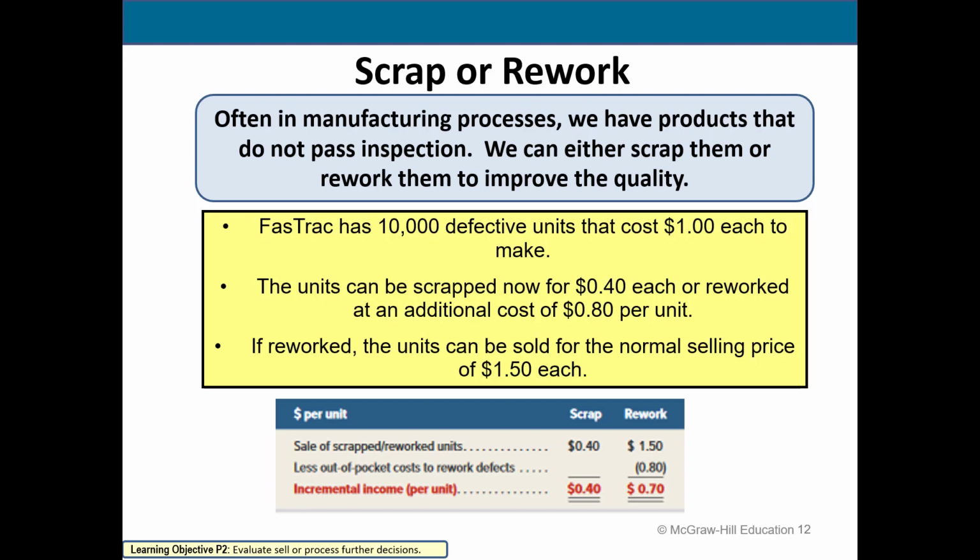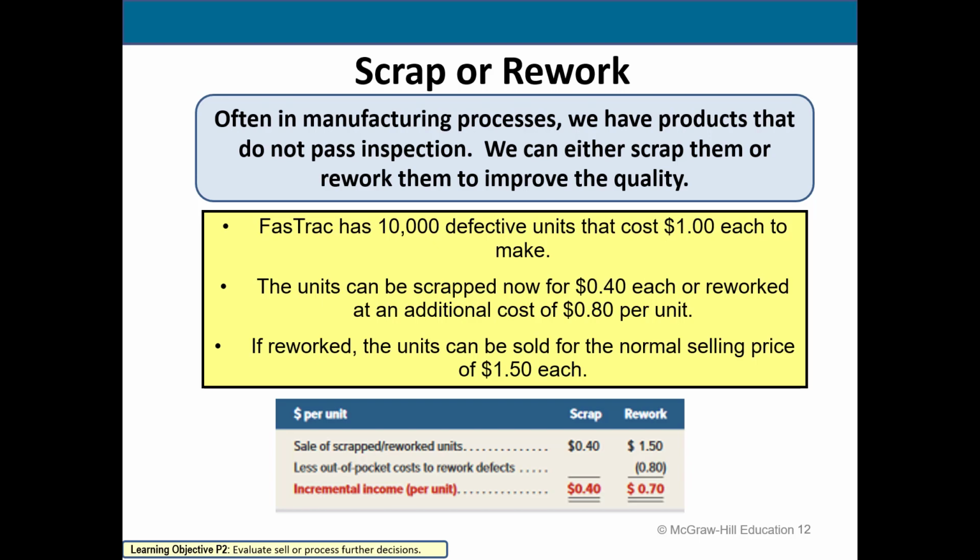That $1 per unit original cost to make the defective units is a sunk cost and irrelevant. The 40-cent selling price of scrap is the opportunity cost of reworking. So what should Fast Track do?